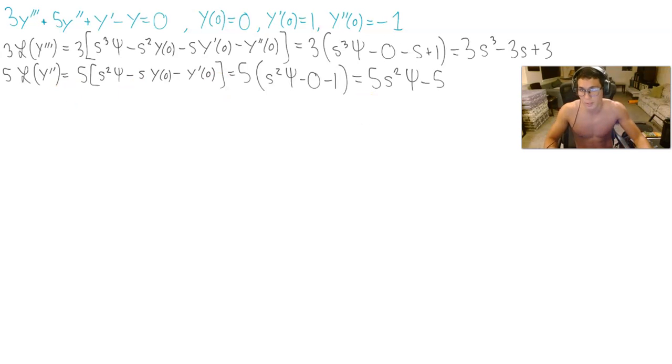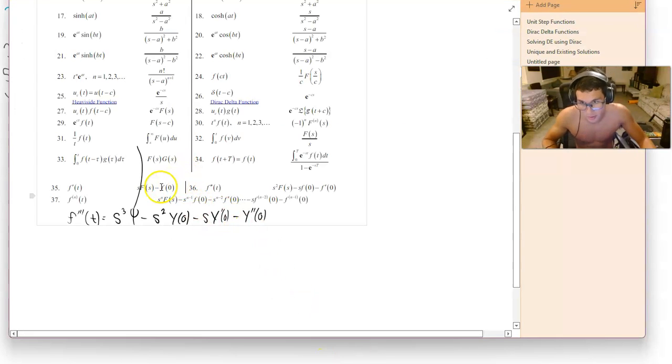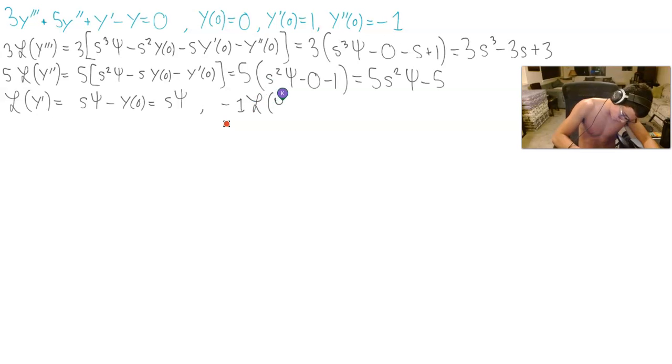And let's do this one. So, that'll just be the Laplace of y prime, which is s big Y minus y of 0. And that will just be, what will that be? That'll be s big Y, y of 0 is 0. And we're going to check our sheet if I got this thing correct. Yeah. Okay. So we got one more thing to do. I'll do it right here. So it's going to be the Laplace of negative 1 with y, which just turns into negative big Y.